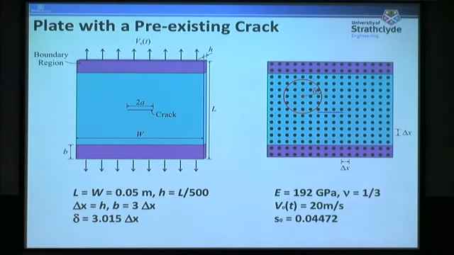Now I will show you some benchmark problems just to show you the capability of this technique. In this particular case, we have a square plate with a crack in the middle, and we are applying a velocity boundary condition at the top and bottom, and this is a pretty high velocity, 20 meters per second. So we are analyzing a dynamic fracture case to see how this crack will propagate.